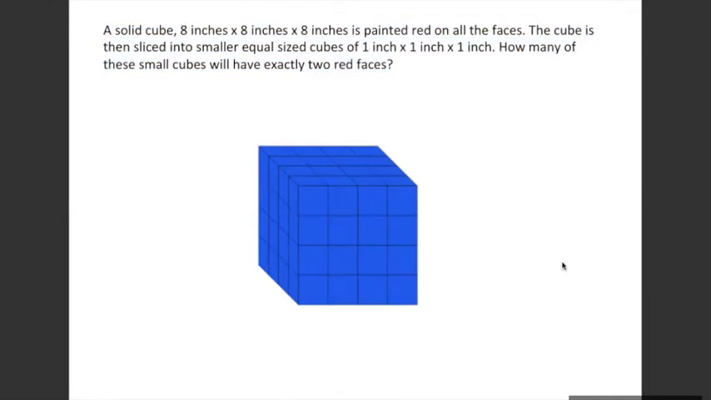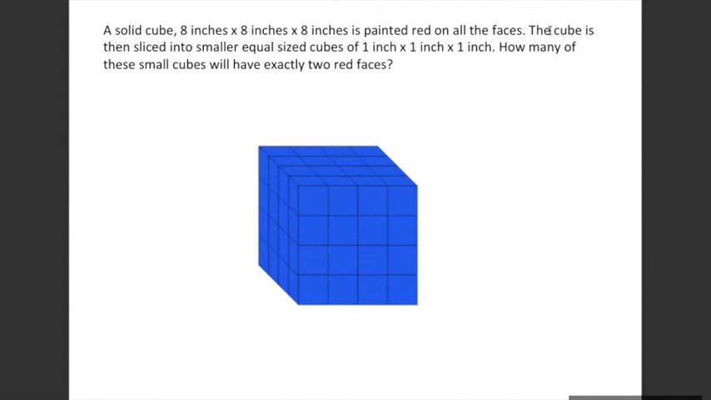So here the question says you're given an 8 by 8 by 8 cube. What you see here is a 4-inch by 4-inch by 4-inch cube, which is given to you just for your reference. The question asks about an 8 by 8 by 8 inches cube, which is painted red on all faces. Like this cube of 4 by 4 by 4 is painted blue on all faces, the 8 by 8 by 8 inches cube is painted red on all faces.